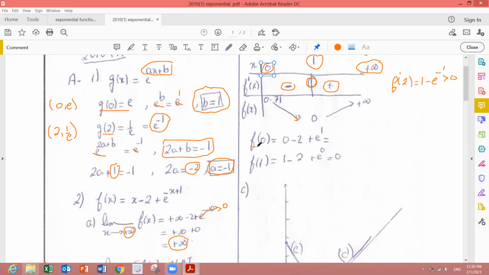f of 0 is 0.71. We put here 0.71. f of 1 is 0. We put here 0. While at plus infinity, the limit is plus infinity.